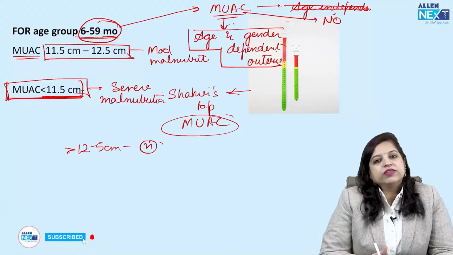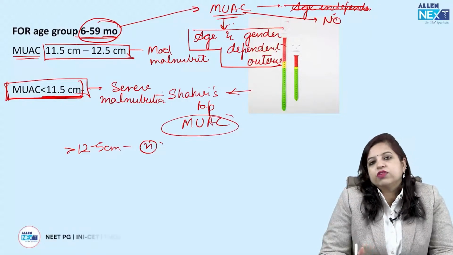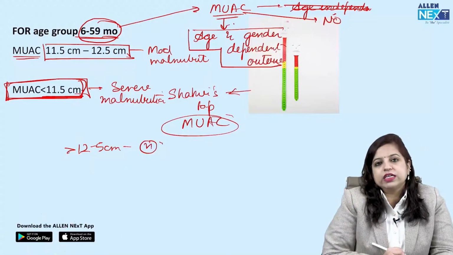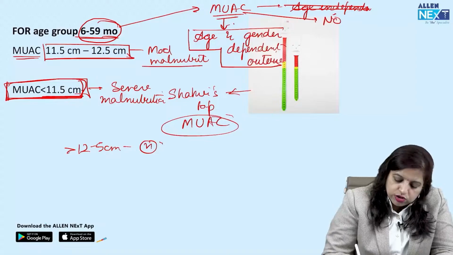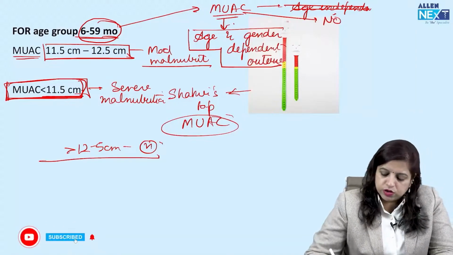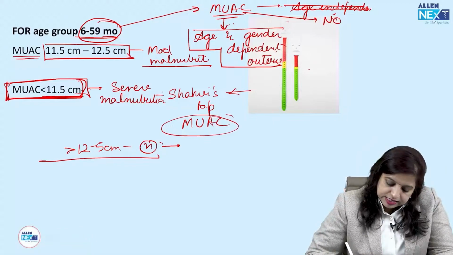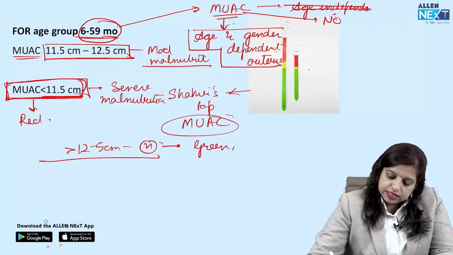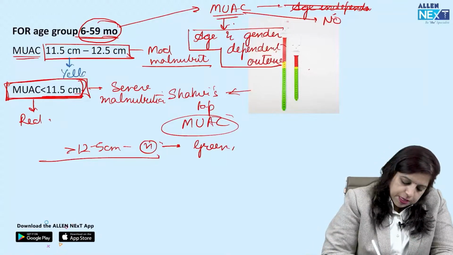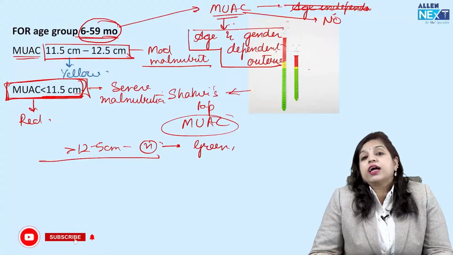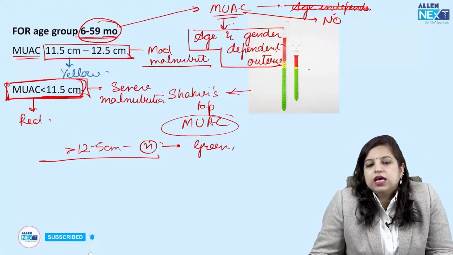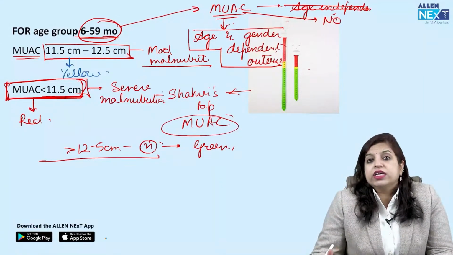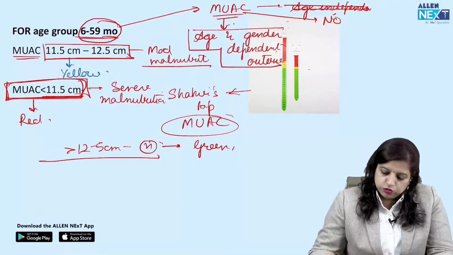But of course, if conventionally they ask you what is the criteria for severe malnutrition as per MUAC, then you should know the criteria is less than 11.5 centimeter. 11.5 to 12.5 is moderate malnutrition, and anything more than 12.5, as per the Shakir's tape, lies in the green category. This lies in the red category, and this lies in the yellow category, right? So sometimes they ask you the category also. The yellow category, what is the MUAC? So you should know it is 11.5 to 12.5. Red is less than 11.5. Green is more than 12.5, right? So this should be clear.